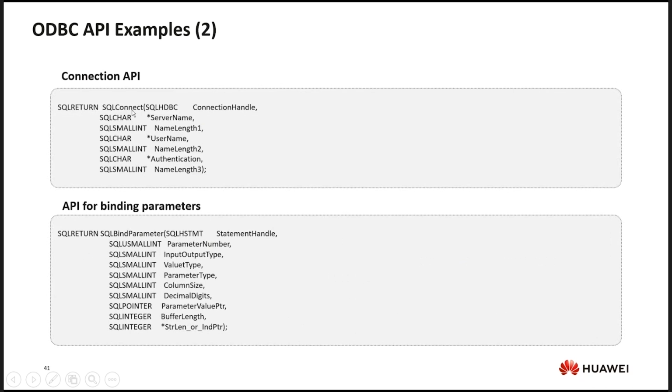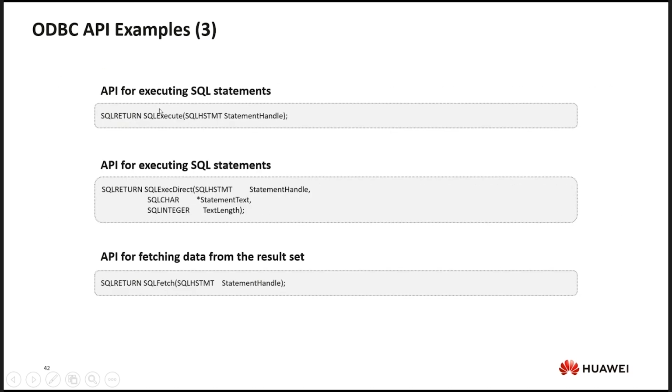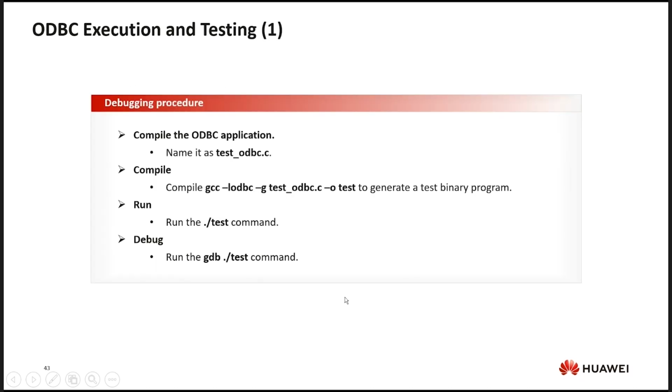And here's the API for getting a connection. Here's the API for binding parameters for a prepared statement. Here is the API to execute a SQL. To execute a SQL, here are two APIs. Then you have the API to fetch data from a result set. And this is how you compile an ODBC program. It's like a common C++ program.